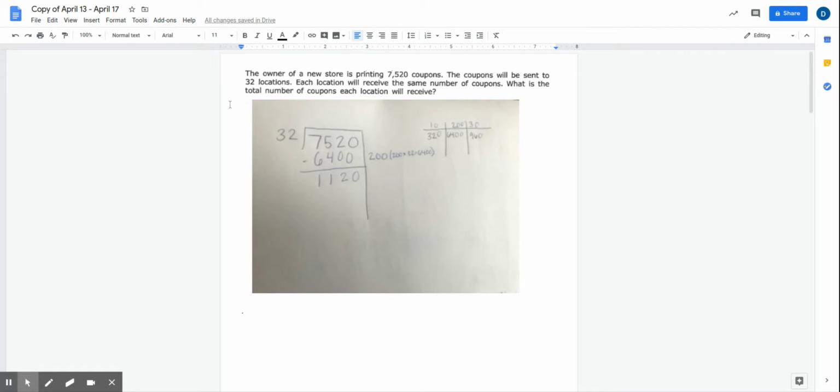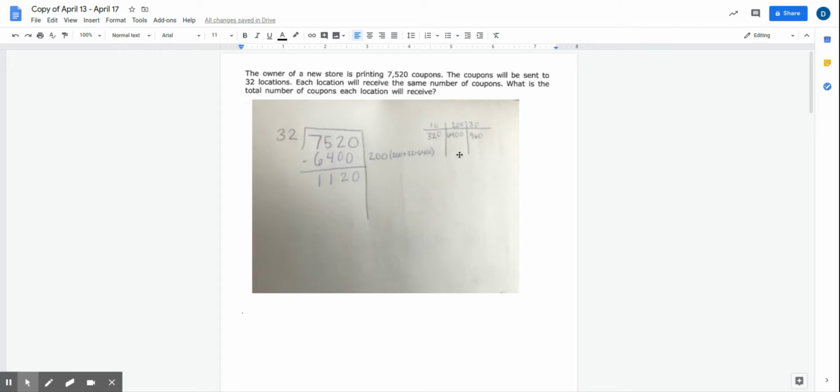Here's the first one. The owner of a new store is printing 7,520 coupons. The coupons will be sent to 32 locations. Each location will receive the same number of coupons. What is the total number of coupons each location will receive? So I know this is a division problem, and I've set it up using the big 7.